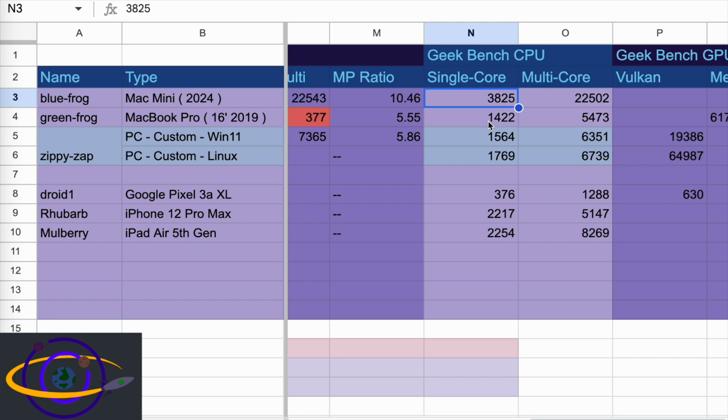Another interesting thing to point out, let's take a look at the mobile devices. The lowest one is this Google Pixel. It's really, really low and weak in terms of single core power. Now, if you take a look at the iPhone in terms of single core power, it beat out the MacBook Pro. So this is one reason why it was good to compare mobile devices.